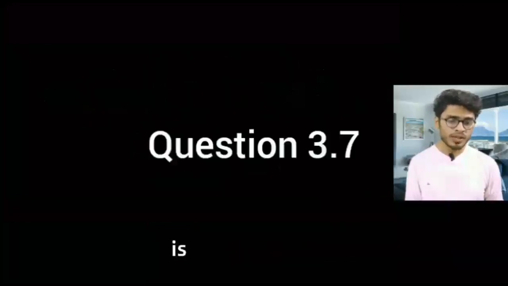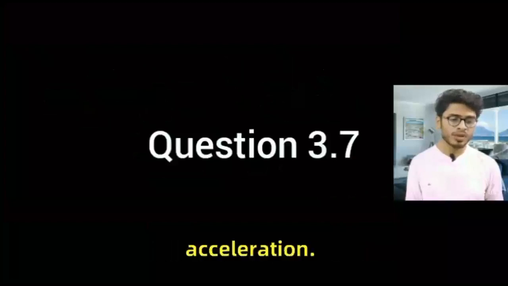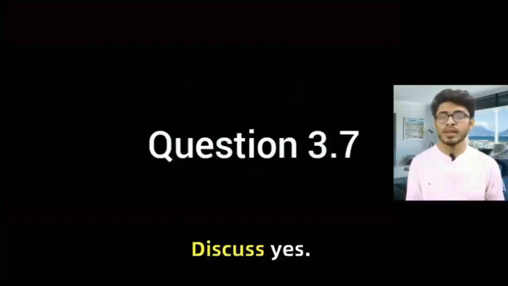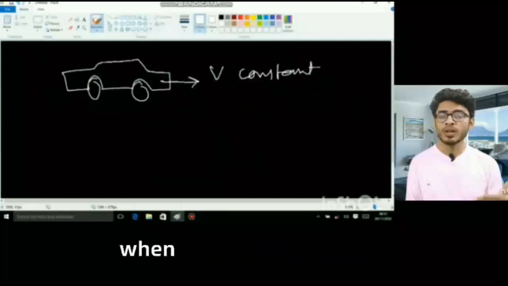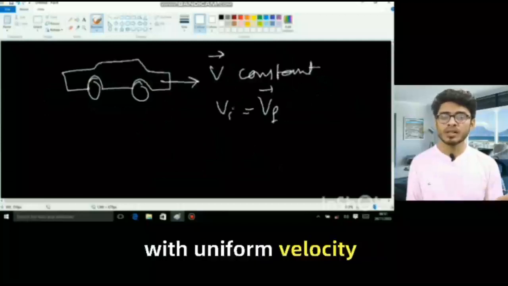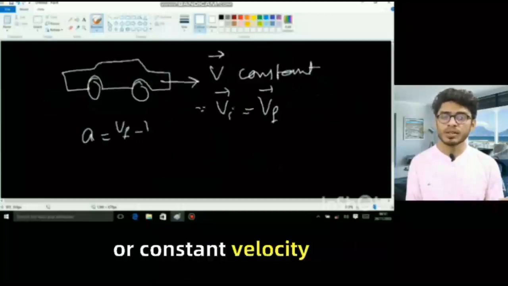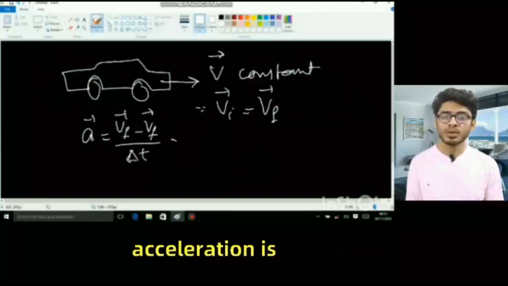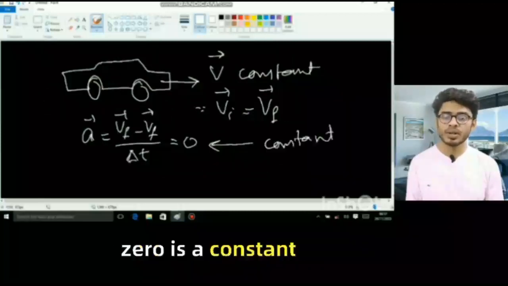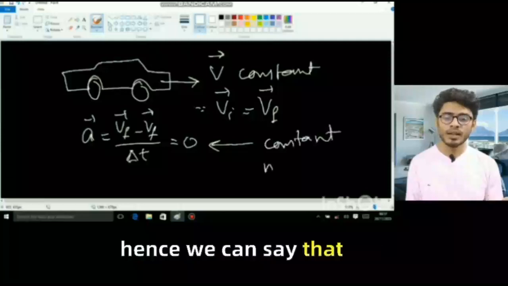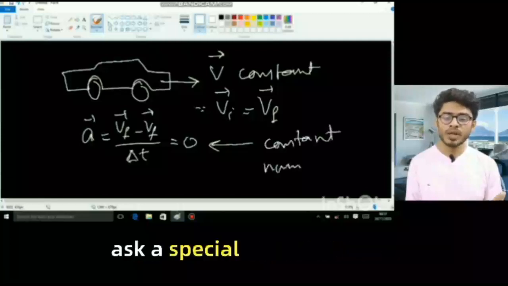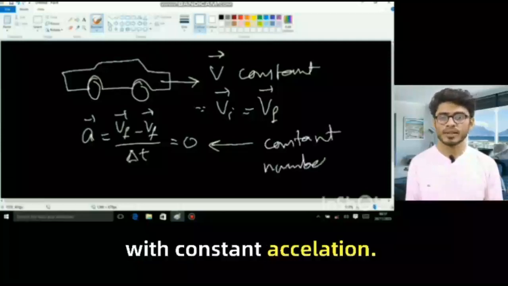Motion with constant velocity is a special case of motion with constant acceleration. Is this statement true? Discuss. Yes, this statement is true. When the object is moving with uniform velocity or constant velocity, then its acceleration is 0 and 0 is a constant number. Hence we can say that motion with constant velocity is a special case of motion with constant acceleration.